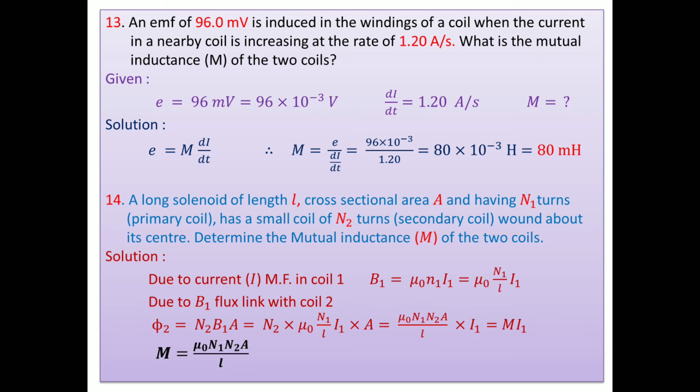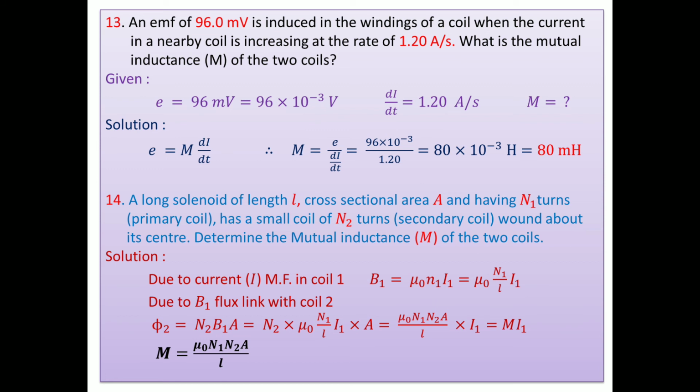A long solenoid of length L and cross section area A having number of turns N1, say it is a primary coil, has a small coil of N2 turns, say secondary coil, wound about its center. Determine the mutual inductance between the two coils.